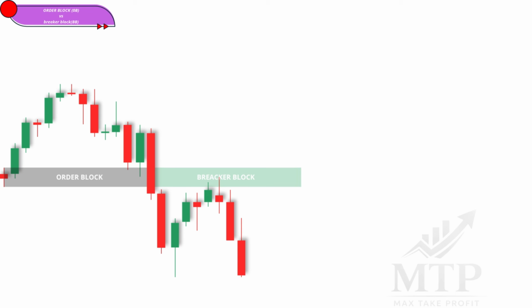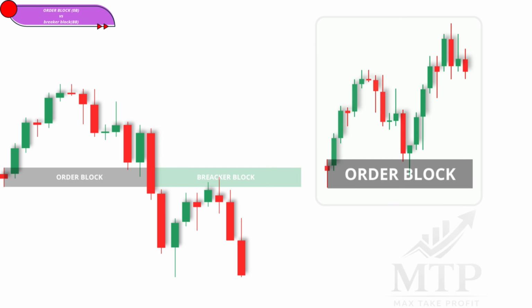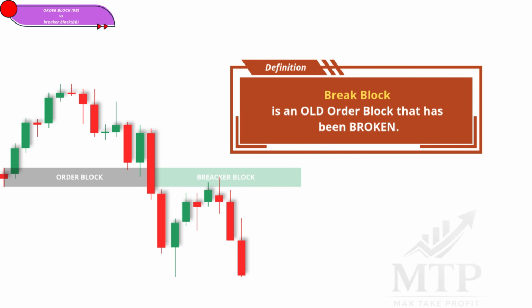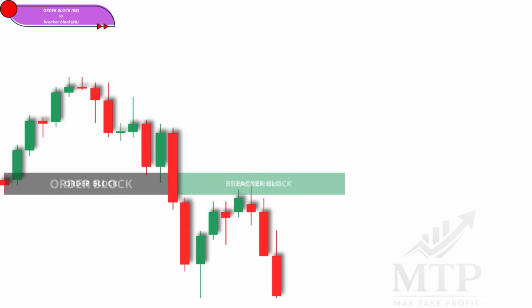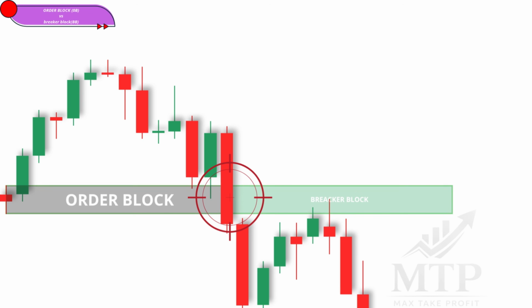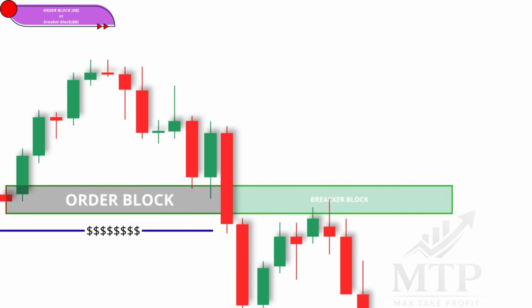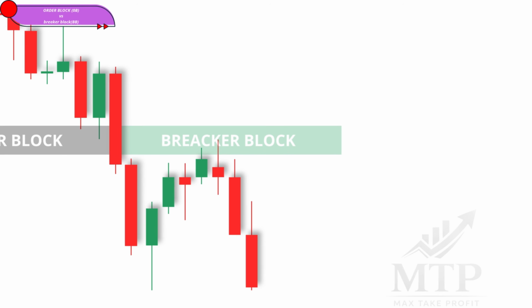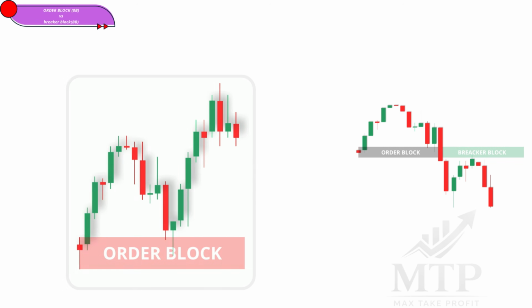Fifth and final tool, the breaker block, the BB. This is the cousin of the order block, but with a different role. Simple definition. A breaker block is an old order block that has been broken. Look, price broke the OB. It went right through it. It went to grab the liquidity that was sitting behind it. Now, this old OB changes nature. It becomes a breaker block. If it was resistance before, now it's support. The old OB is dead. Long live the BB.